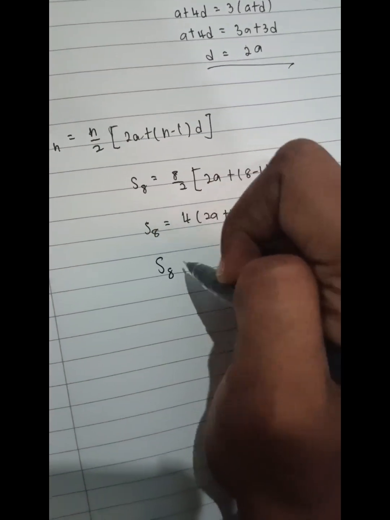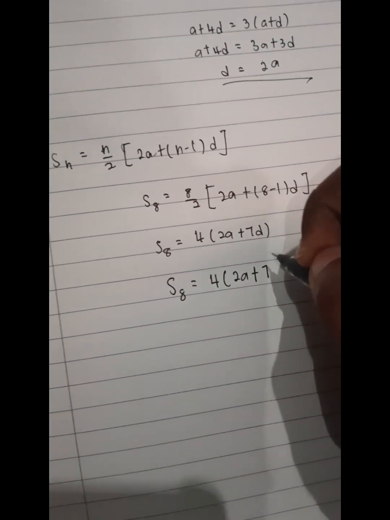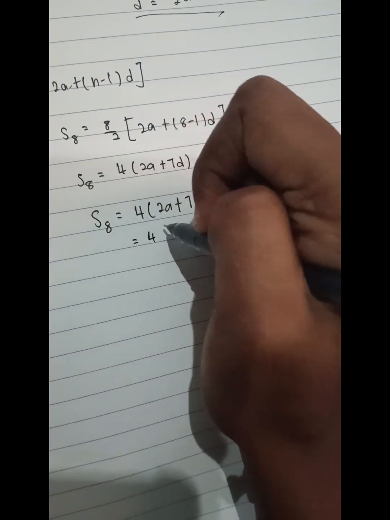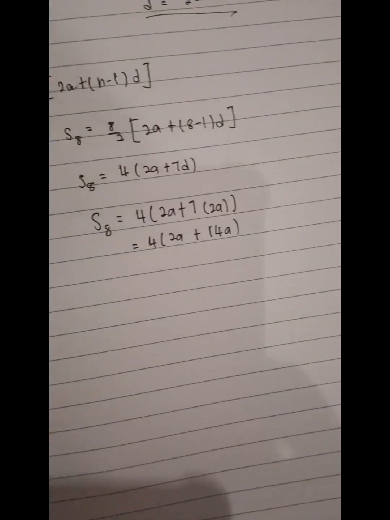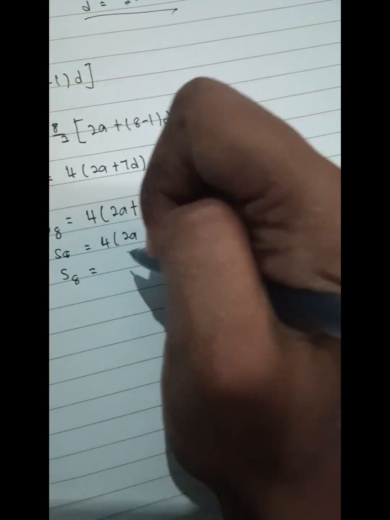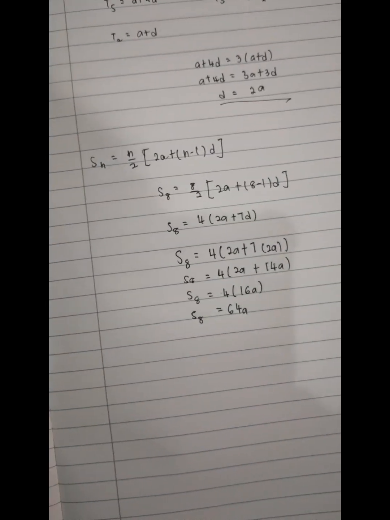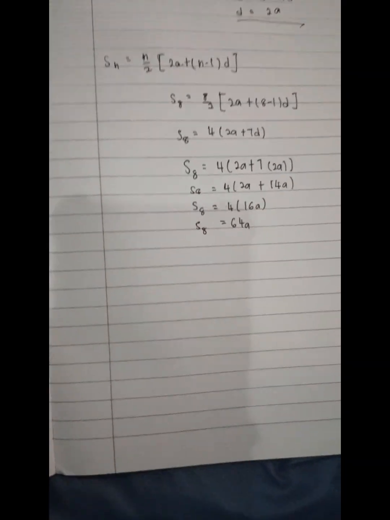So S8 equals 4 bracket 2a plus 7 times 2a bracket, equals 4 bracket 2a plus 14a, so equals 4 times 16a, equals 64a. The sum of the 8 terms is 64a. Step 3, we have to express the sum of the first 4 terms in terms of a.